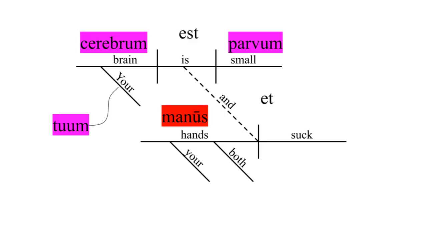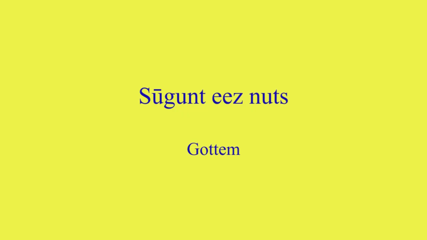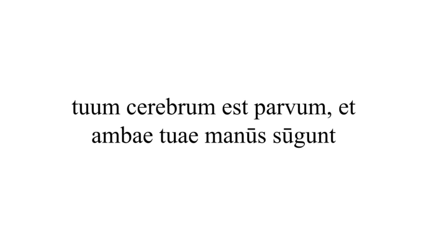Hand is obviously still feminine, though it uses a seemingly masculine ending, manus. Well, the plural forms have a different set of inflections, with the lengthened manus, and tuus forms tuae, while ambo forms ambae. Though suck is not Latin in origin, suction is. The ending uses the same thematic onti, yielding a similar sugunt. Sugunt's nuts, got him! So, we have tuum cerebrum est parvum, et ambae tuae manus sugunt. Now, that's not entirely right. They like to put the object before the verb, so it would be tuum cerebrum parvum est.